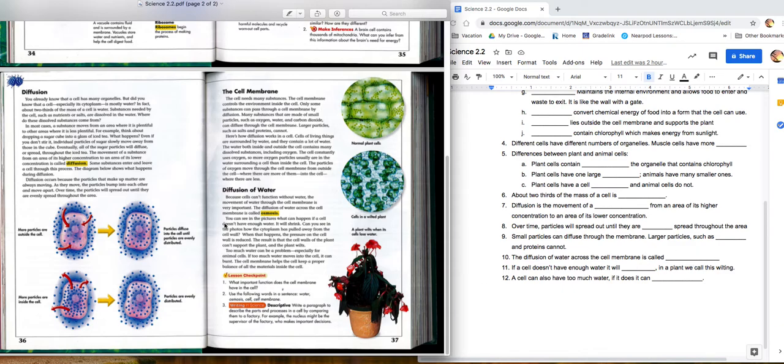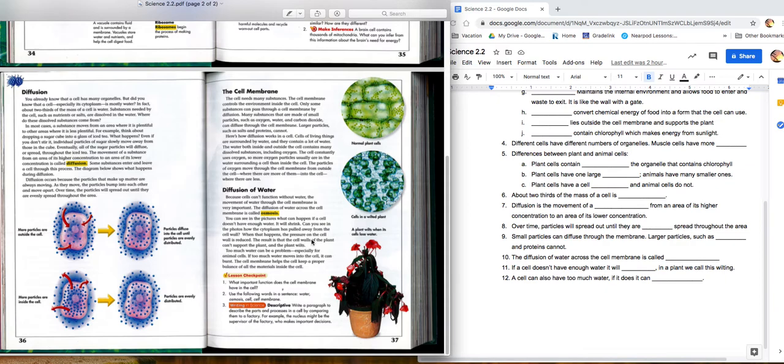Number 10. You can see in the pictures what can happen if a cell doesn't have enough water. It will shrink. Number 11. Can you see in the photo how the cytoplasm has pulled away from the cell wall? So here's what we want it to look like. We don't have enough water, so the cell cytoplasm is shrinking in, and you have these gaps here, guys. When that happens, the pressure on the cell wall is reduced. The result is that the cell walls of the plant can't support the plant, and the plant begins to wilt. So that is what is happening.